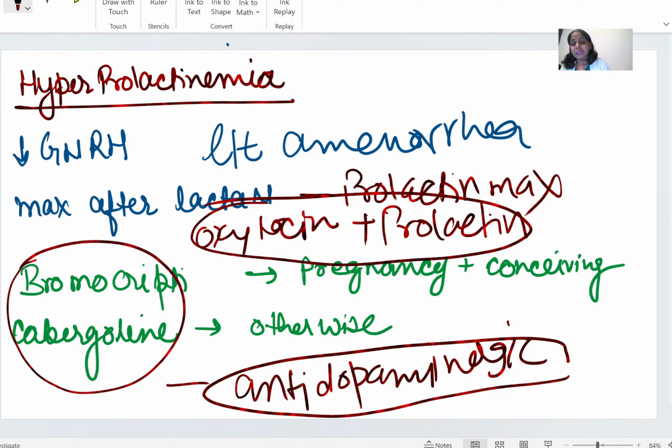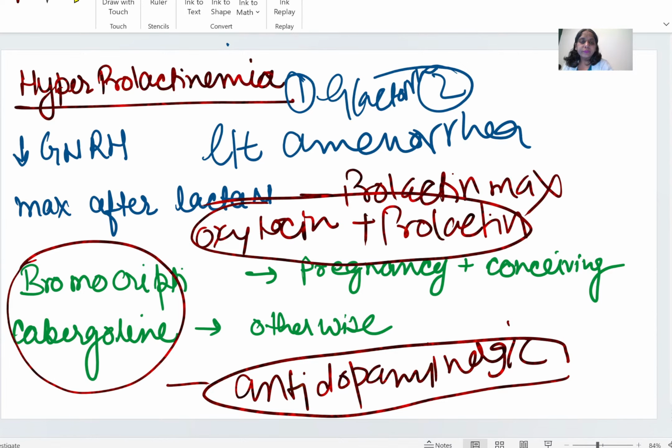They both are anti-dopamine. So whenever a lady is conceiving or pregnant and has hyperprolactinemia, what are the symptoms of hyperprolactinemia? Can you tell me two symptoms? Galactorrhea and visual symptoms, because the prolactinoma affects the optic chiasma in the brain. That is why there are visual symptoms.